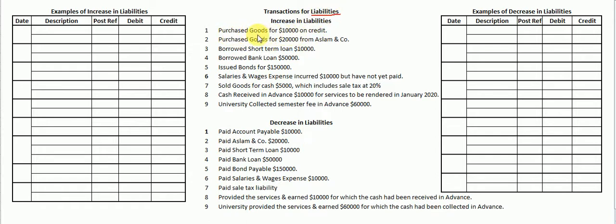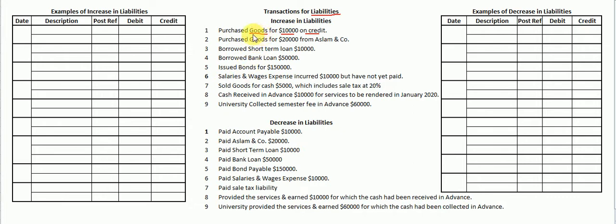So look here. What has been purchased? Goods. Okay, for how much? $10,000, and that is on credit. So if you remember, we have already explained about goods, which is inventory, and we have two systems of recording goods or inventory. One is called the periodic inventory system, another is the perpetual inventory system, right? But assume in all these examples we are just using the periodic inventory system. Wherever we have goods, we have to use the periodic inventory system, right?